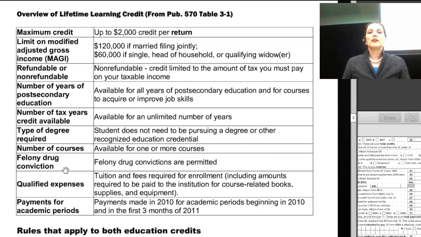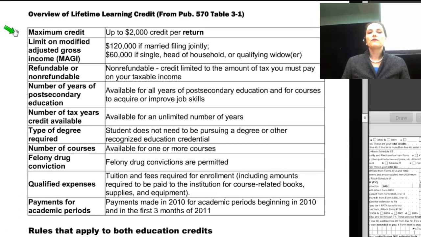And again, from Publication 570, we have another table. This one is Table 3.1. The maximum credit for the Lifetime Learning Credit is $2,000 per tax return. Let's compare that with the American Opportunity Credit, where the credit is $2,500 per student. The limit on the modified adjusted gross income is $120,000 for joint filers, $60,000 for single filers. Is the credit refundable or non-refundable? It is a fully non-refundable credit. It cannot be more than the amount of tax, and if it is more than your tax, you lose the benefit of the excess.